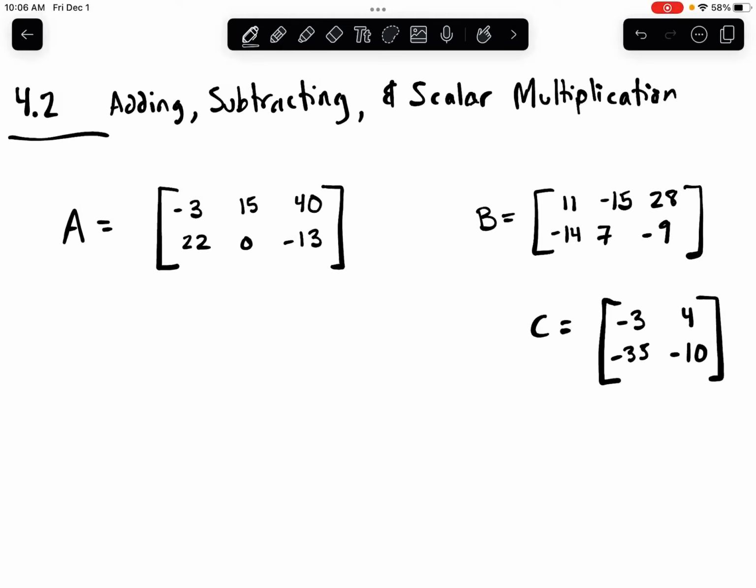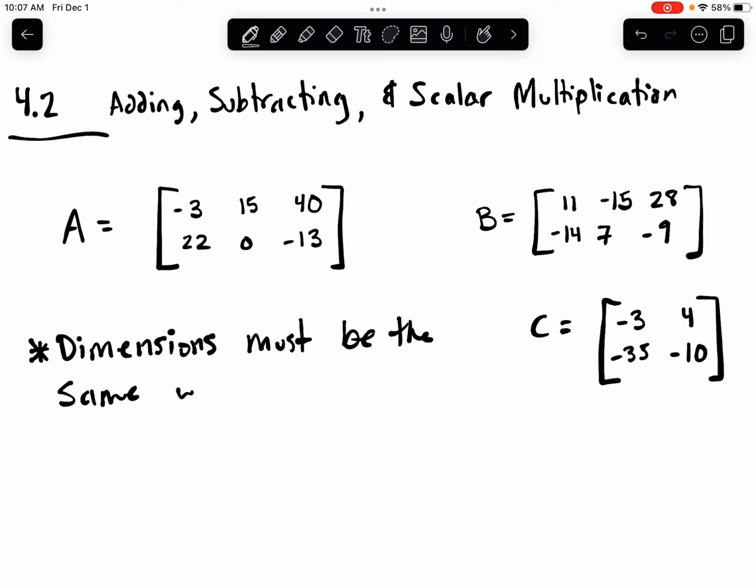Here in 4.2, we are working with matrices again, and we are going to be adding them, subtracting them, and we're talking about something called scalar multiplication, all right? So this is not too difficult if you know the basic rules here. The basic rule is simply that when you are adding and subtracting matrices, the dimensions must be the same. All right, the dimensions must be the same when you are adding or subtracting. That has to be true, all right?